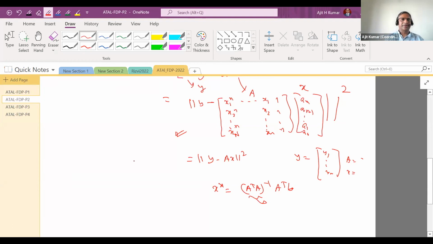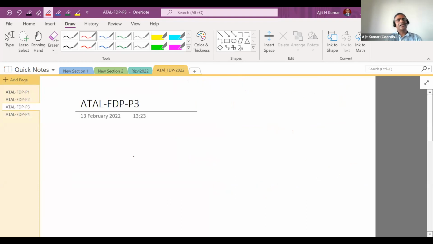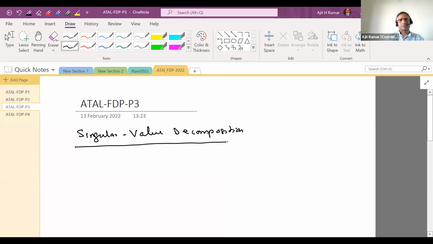Fine. So this is one. Next, let us look at what is singular value decomposition, SVD in short.